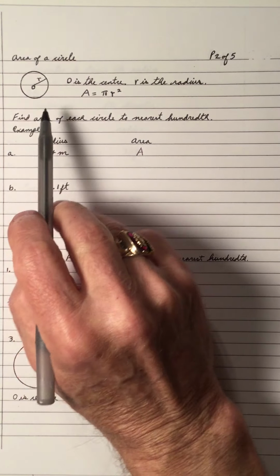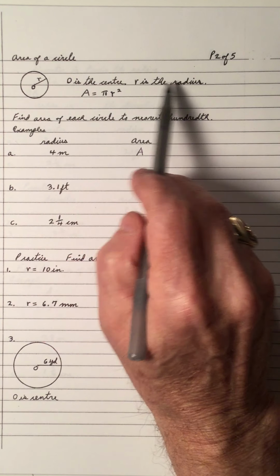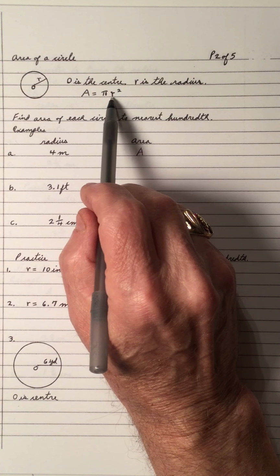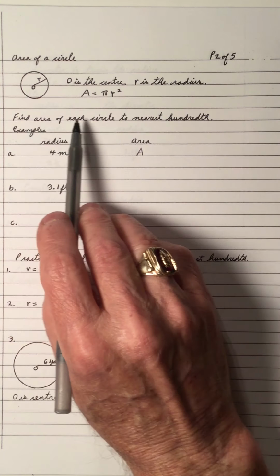The area of a circle. Here's a circle. O is the center, r is the radius, and the formula for the area of a circle is pi r squared. Find the area of each circle to the nearest hundredth.